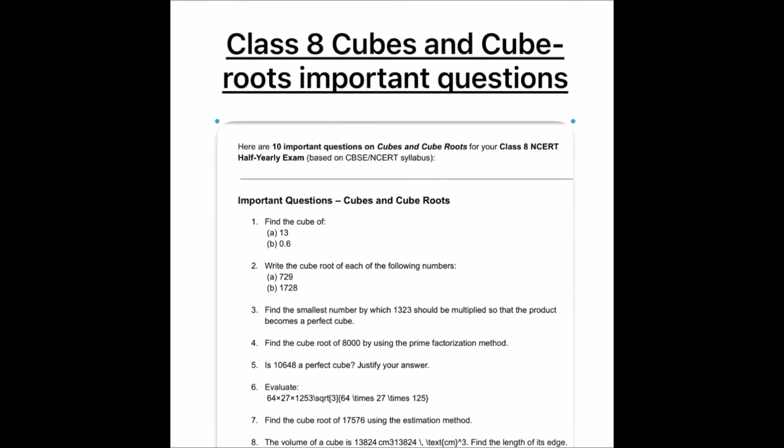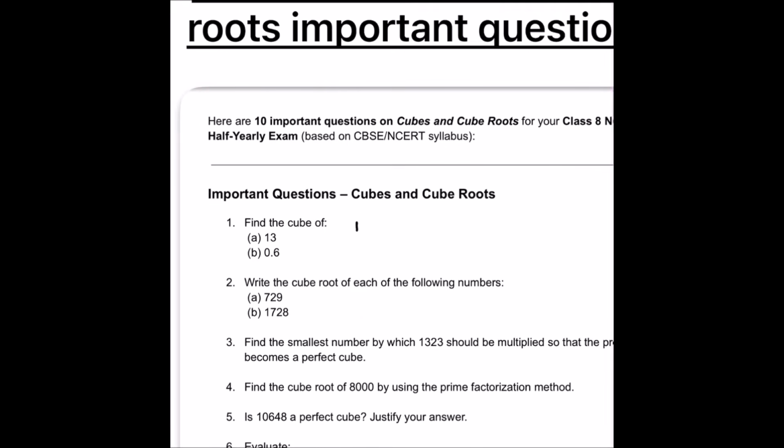The first question is, find the cube of A, 13, and B, 0.6. So we all know that we can find the cube of any number by multiplying the number 3 times. Cube means multiplying the same number 3 times. So 13 times 13 times 13 will be the cube of 13, which equals 2197.